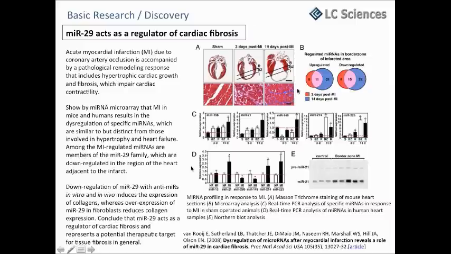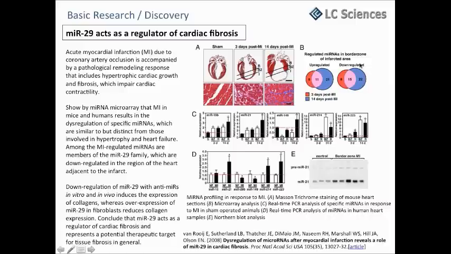So, what you see here in the graphics is basically the sham probe control heart, then the 3-day post-myocardial infarction, and then 14-day post-myocardial infarction. And you see how the heart structure suffers, and basically it loses the cardiac contractility.